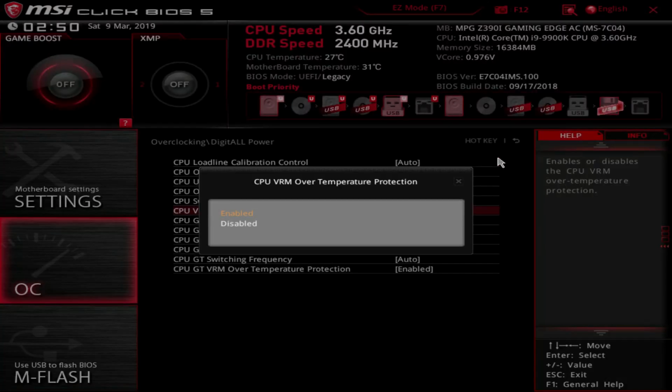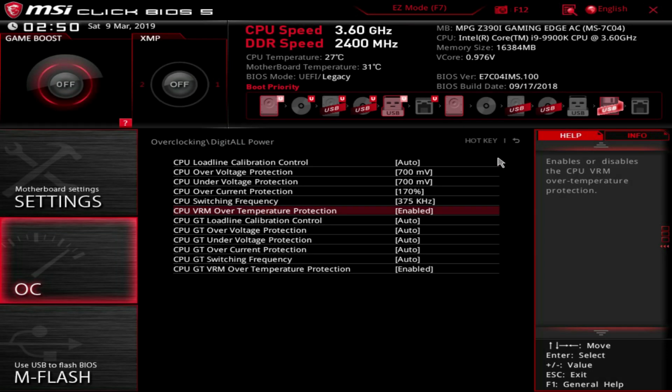CPU VRM over temperature. Unfortunately, we don't get an extensive set of options for the over temperature setting, which is rather annoying because if you have this enabled, the OTP kicks in at 100 degrees. Basically, the board starts thermal throttling at 100 degrees. If you disable it, it doesn't thermal throttle at all, but there's now no over temperature protection, which basically means the board is not going to do anything as the VRM gets hotter and hotter. So essentially the board forces you into having good VRM cooling because otherwise the VRM thermal throttles.